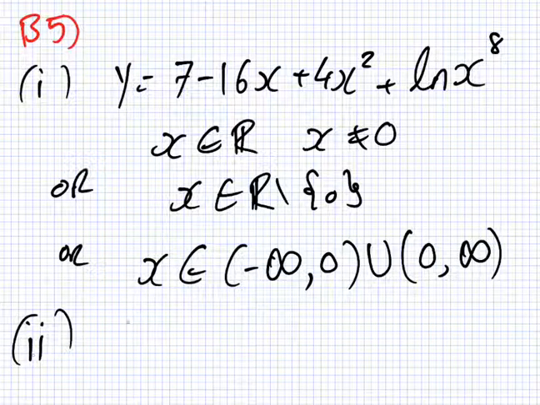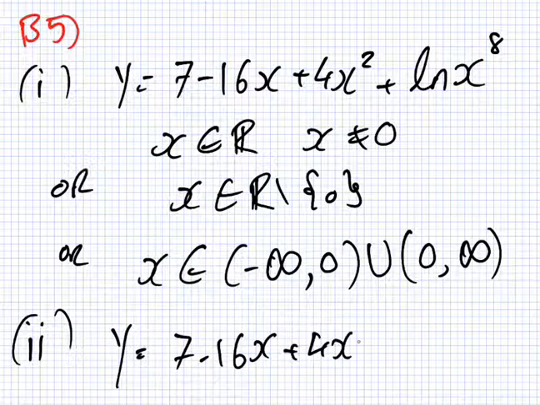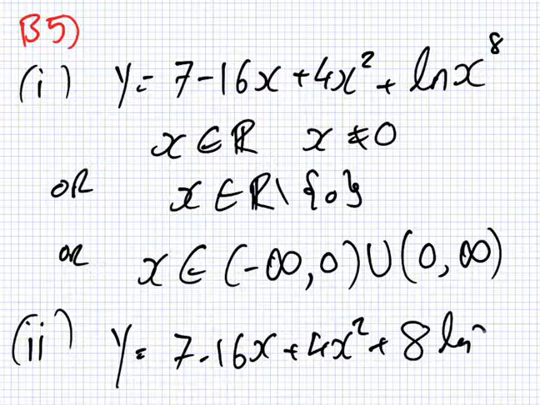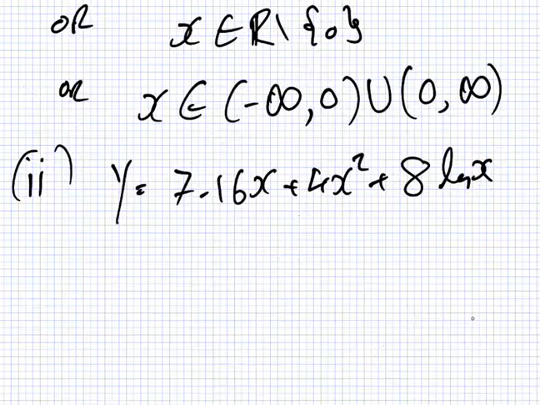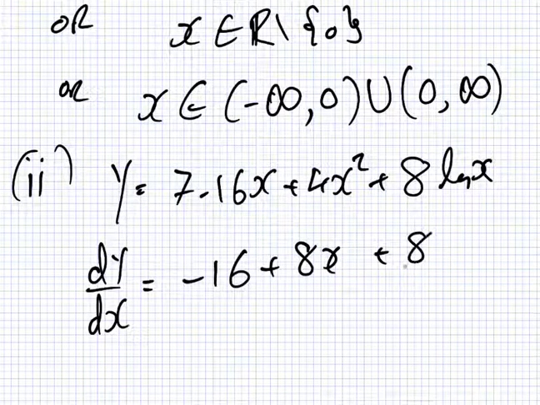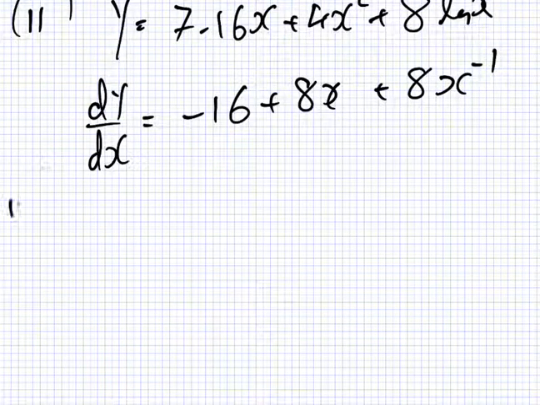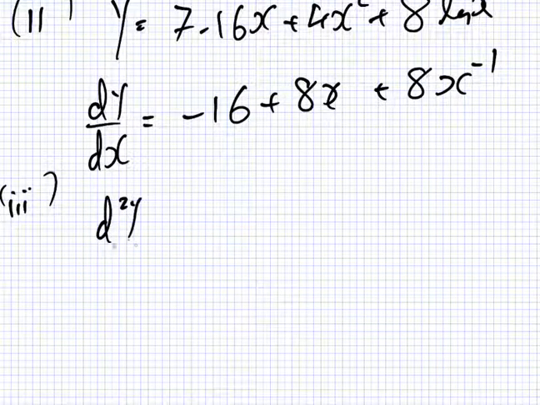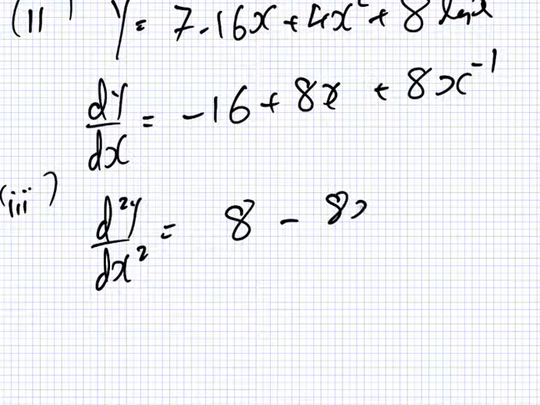Okay, part 2. We have y equals 7 minus 16x plus 4x squared, and I'll just take the 8 down. We want the derivative of this. So the derivative, dy dx, is minus 16 plus 8x plus 8 over x. I think I'll write that as 8x power minus 1. Part 3 is calculate the second derivative. So the second derivative, in other words the derivative again, would be 8 minus 8x to the minus 2.